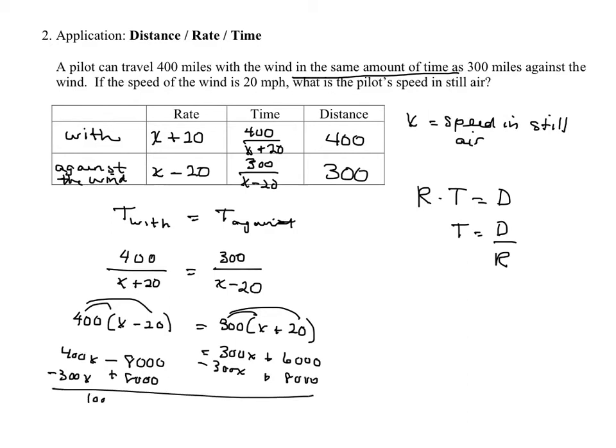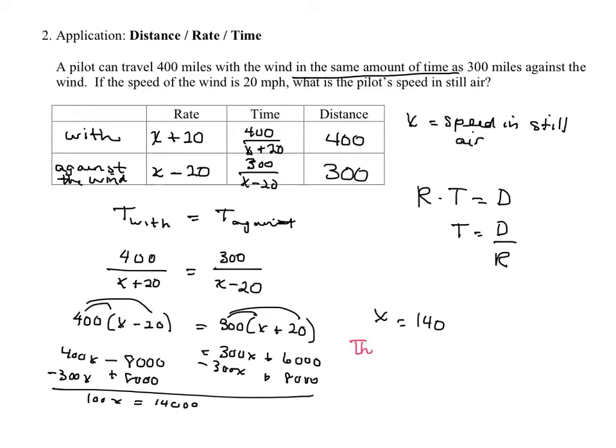And I'll get 100x is equal to 14,000. If I divide by 100, x is equal to 140. Now, does that make sense that a plane can travel 140 miles an hour? Yes, especially a small plane can travel that. Okay, so how do I write my answer?